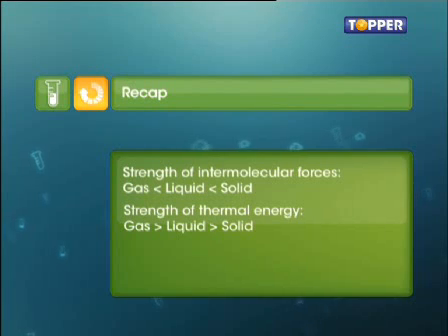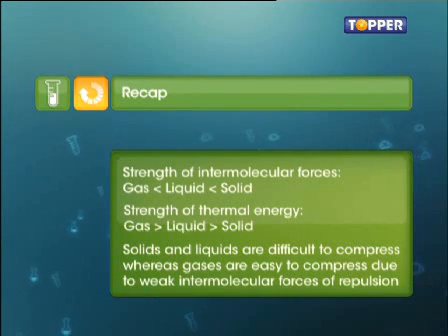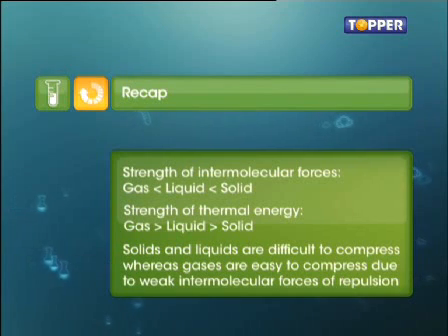Solids and liquids are difficult to compress, whereas gases are easy to compress due to weak intermolecular forces of repulsion.